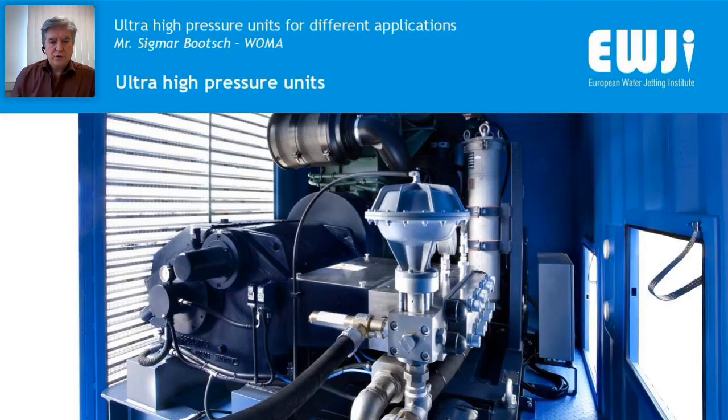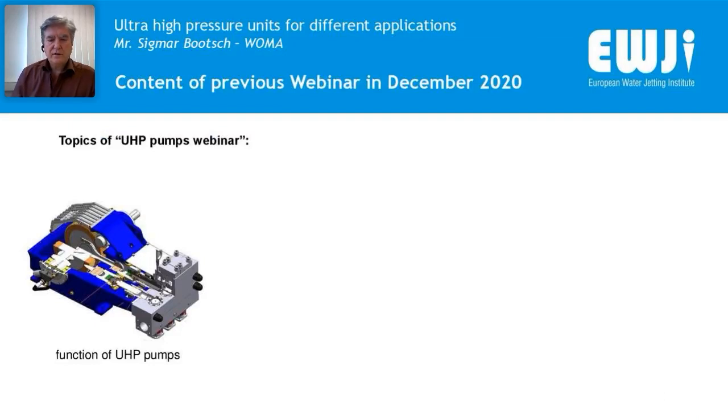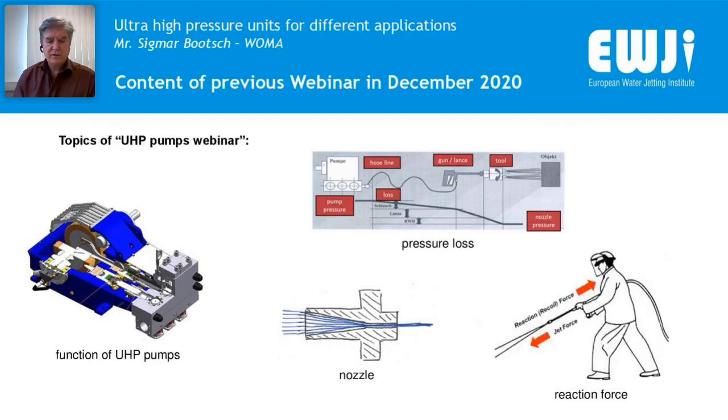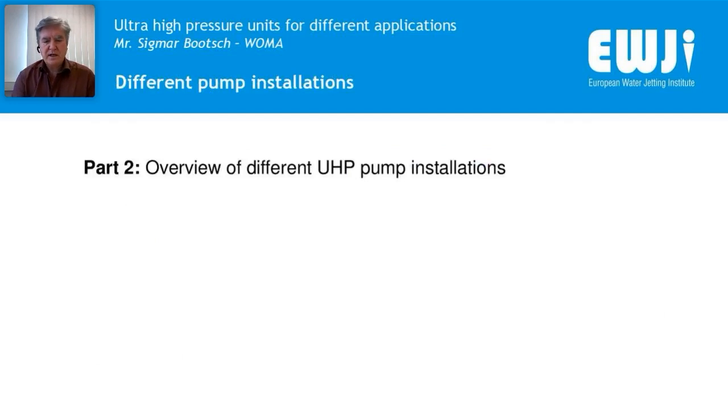First of all, a short review of the content of our first webinar, which took place in December last year. There you got basic information about the components of a UHP pump and how a UHP pump works. We spoke also about the function of the nozzle in the system, the normal pressure loss, what you find in a complete high pressure system, and also the reaction force, which is linear to the flow rate. So let's start with the topics of this webinar.